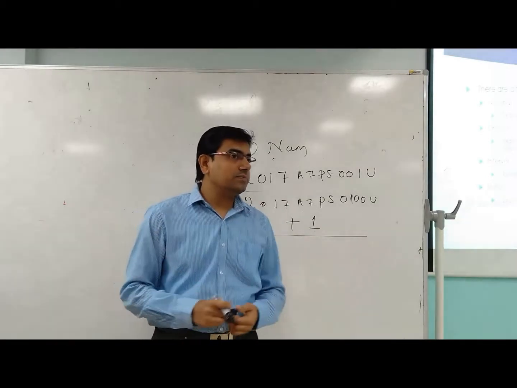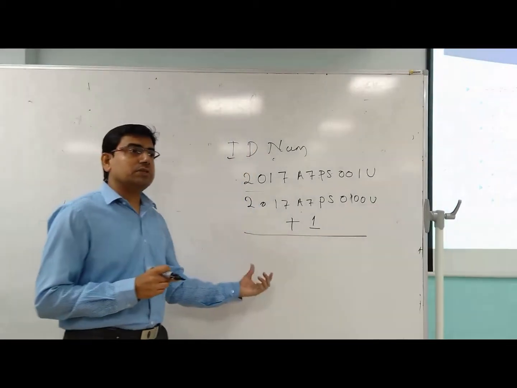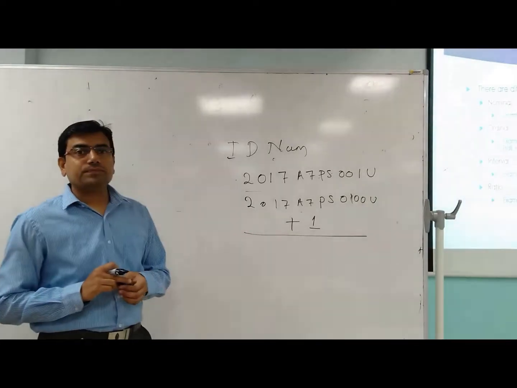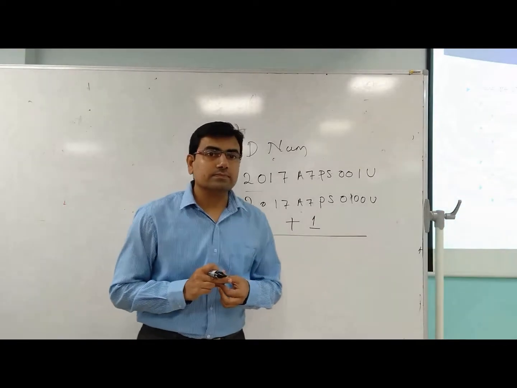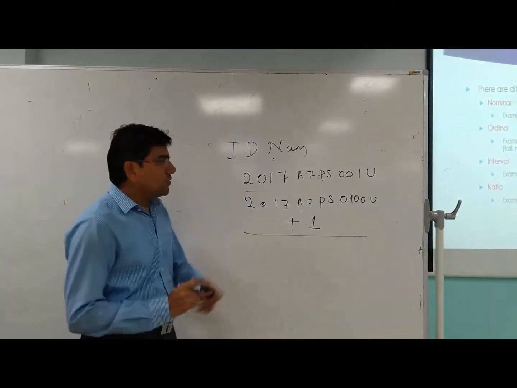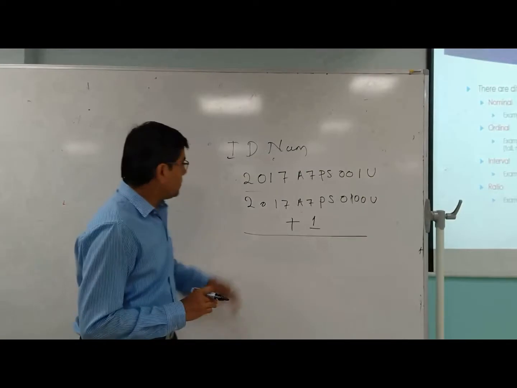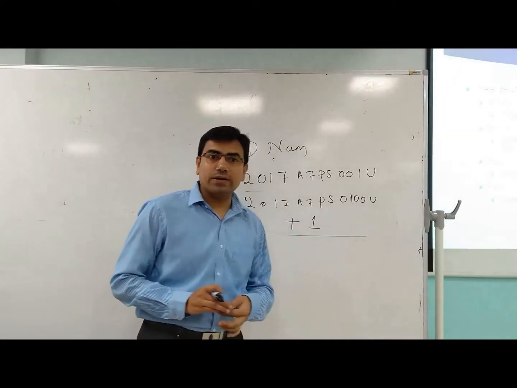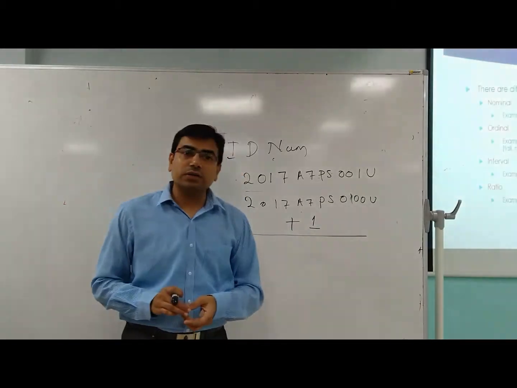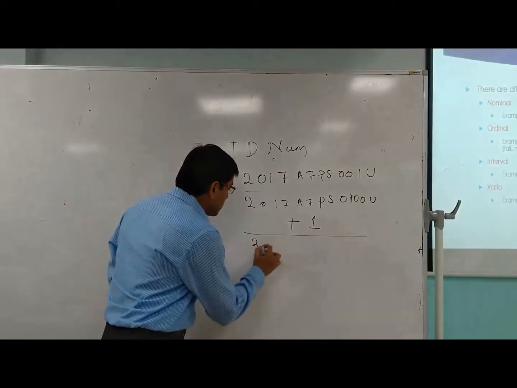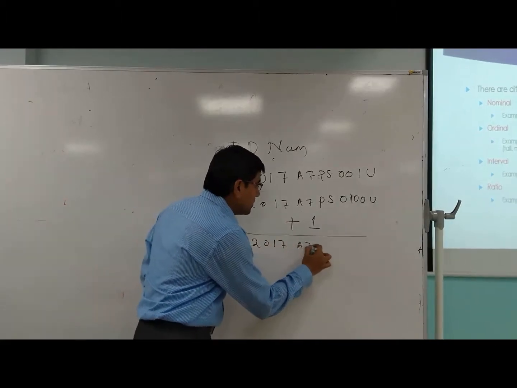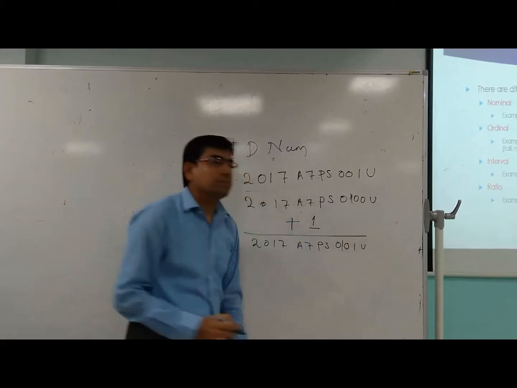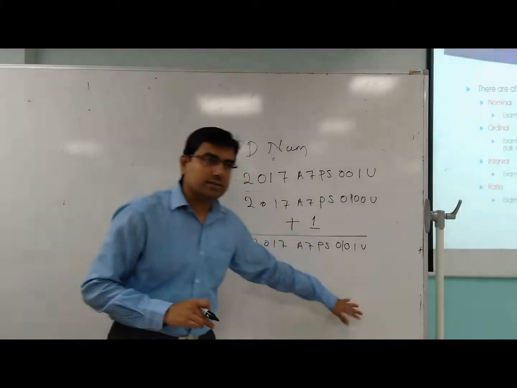So how do I do that? Addition of these values, is it allowed? Yes. So if I add this one, where should it be added? Is it added to the 2017, or is it added to the PS? Which place should it be added? To the 100. Are you sure? Like if I write 2017 A7 PS 0101U.